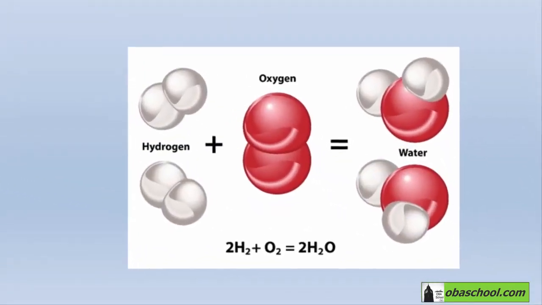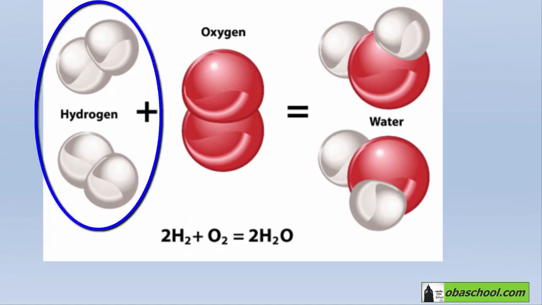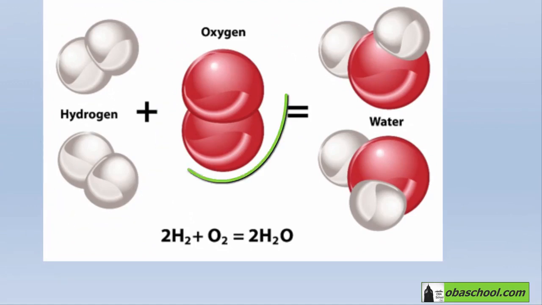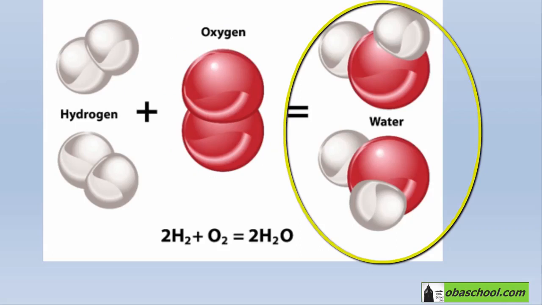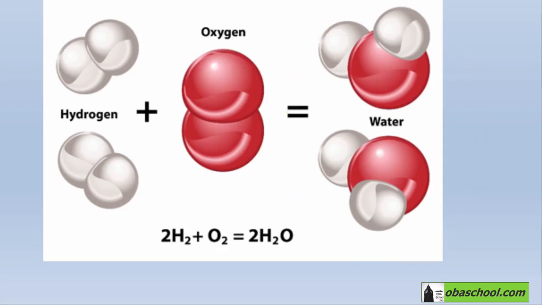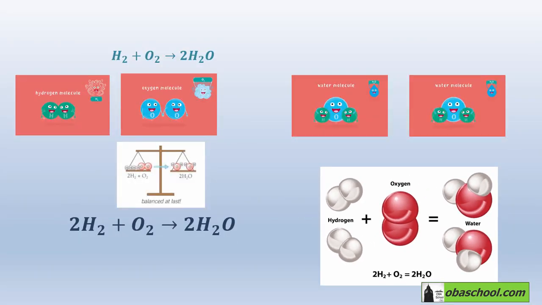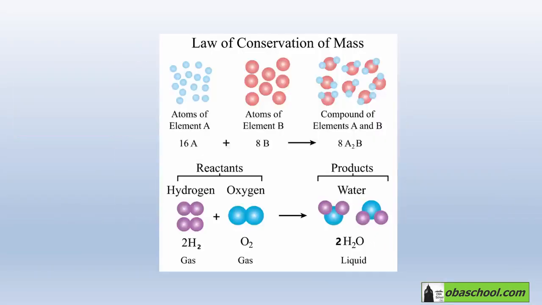So as you can see in the figure, these are the 2 hydrogen molecules which are made up of 4 hydrogen atoms, and this is the oxygen molecule which is 2 oxygen atoms bonded together. And the products are 2 water molecules. Each one of them is made up of 1 oxygen atom and 2 hydrogen atoms. And thus the total number is 2 oxygen atoms and 4 hydrogen atoms, which means that this equation is finally balanced. Let's get back to the law of conservation of mass.